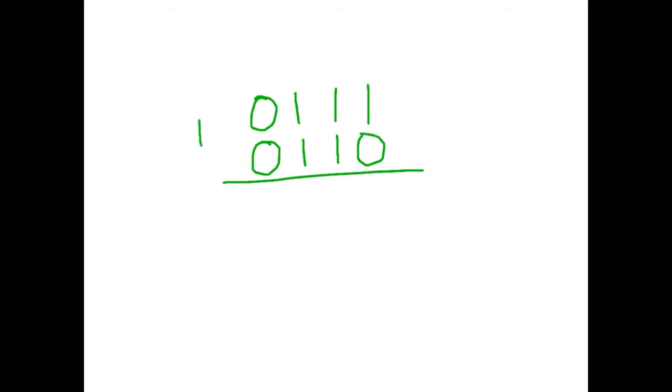Okay, another harder one again. 0, 1, 1, 1, adding together with 0, 1, 1, 0. Okay, starting from the right. A 1 and a 0 is a 1. A 1 and a 1 is 0, carrying the 1.